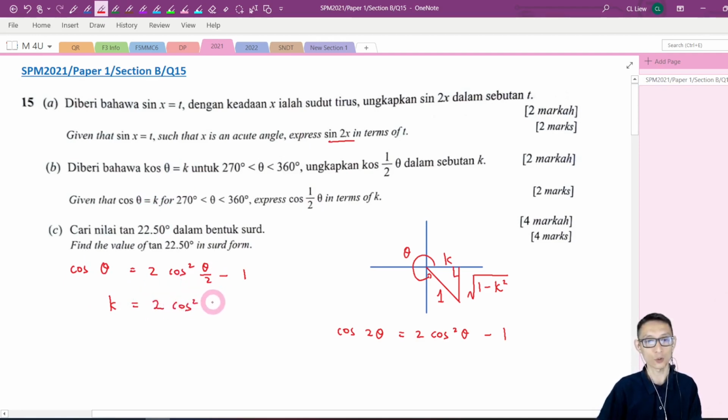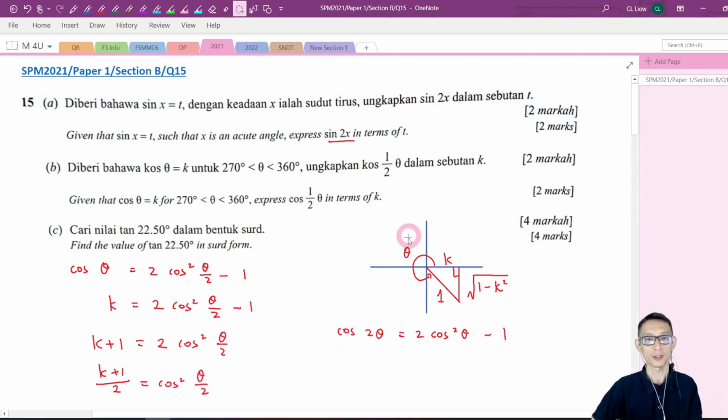2 cosine squared theta over 2. If you want to write 1 over 2 times theta, it's the same thing. Minus 1. Okay, so this negative 1 moves to the other side and becomes plus 1. Then this whole thing divided by 2 is equal to cosine squared theta over 2. Okay.